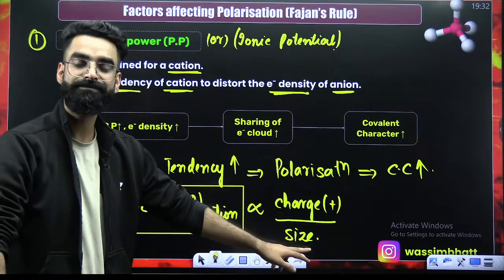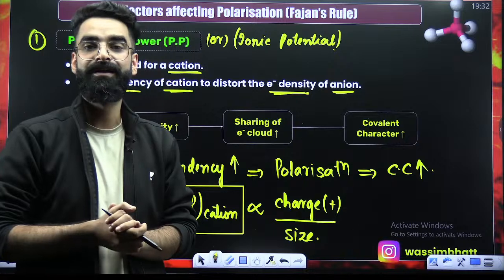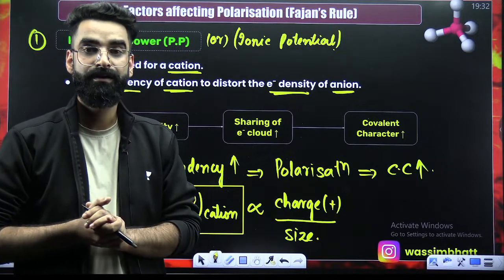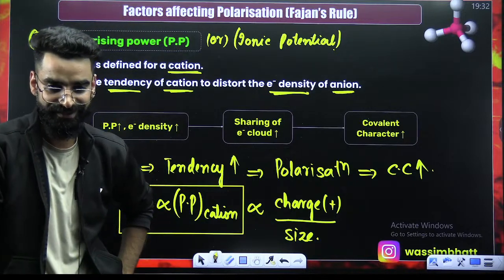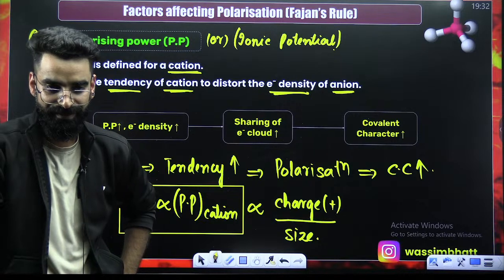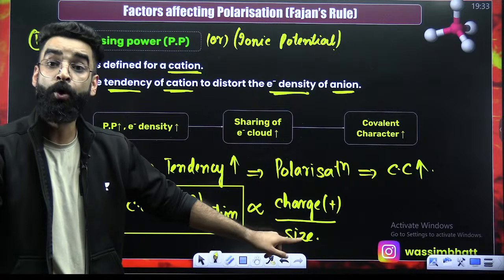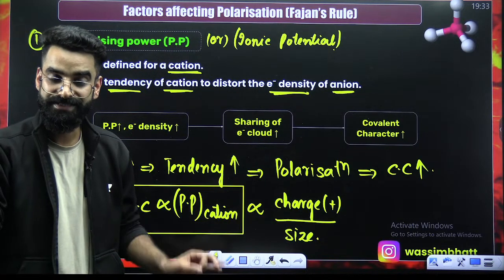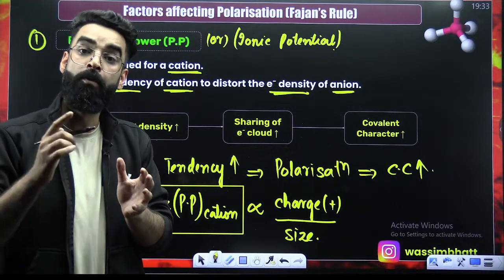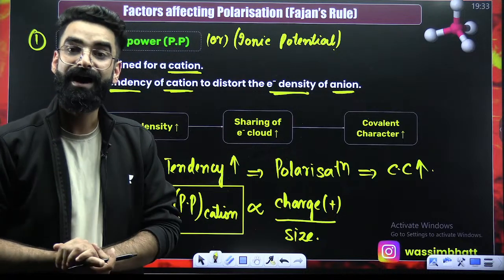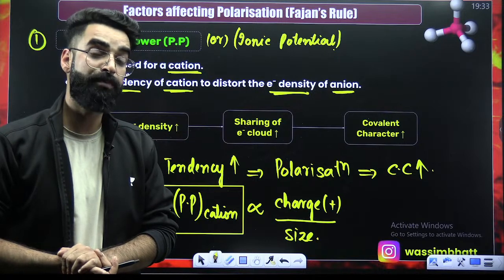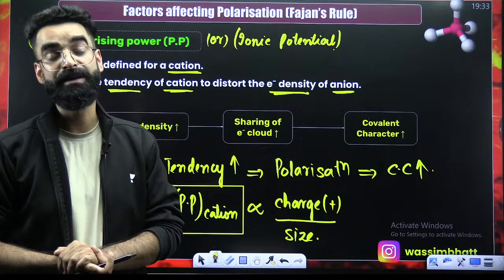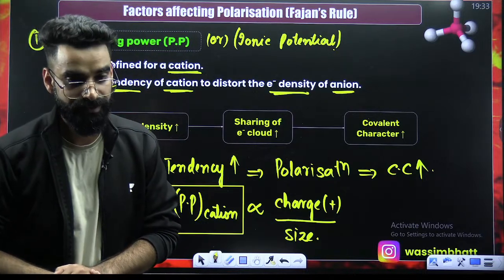Similarly, size. Lesser the size of cation, more is going to be its positive charge density. You did not understand what I said? I said lesser the size of the cation, more is going to be its positive volume charge density. Just understand what I'm trying to say. And more the positive volume charge density, more will be the distortion of electron cloud. More the distortion of electron cloud, more will be the polarization. More the polarization, more is going to be the covalent character, in short.